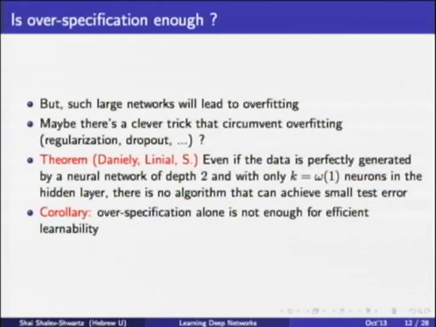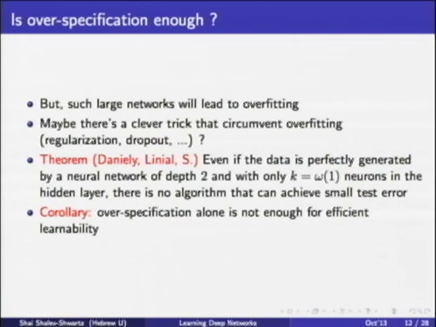So what I'm going to show you is that there is no such trick in the general case. Without more assumptions, no such tricks will work always. So the theorem is that even if the data is perfectly generated by a neural network of depth 2, and with only little omega of 1 hidden neurons, there is no algorithm that can achieve small test error. Okay, so this is a very strong hardness result. It means that overspecification, dropout, regularization, all such attempts are doomed to fail unless we make more assumptions.